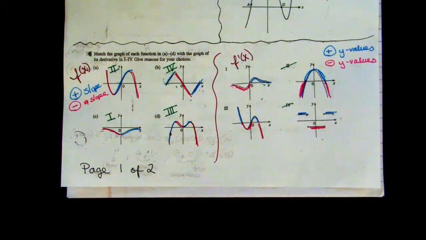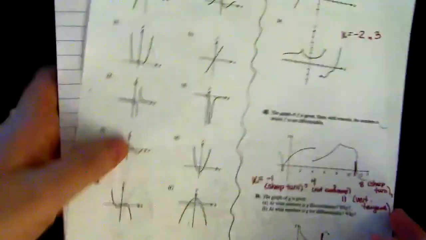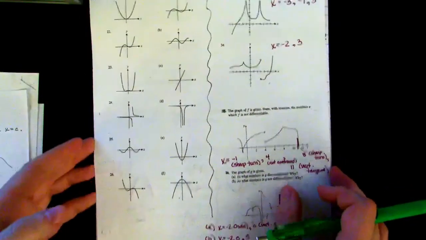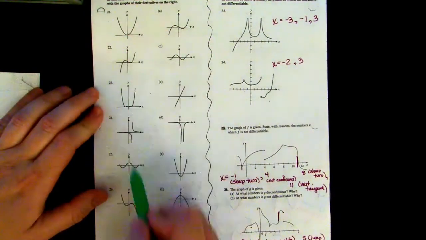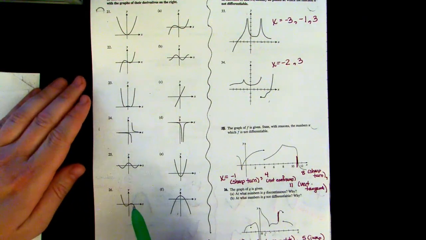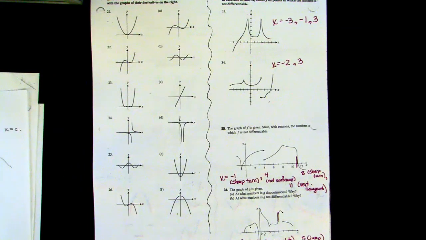I want you to try some of these on your own. On the back of the sheet, I'd like you to look at 21 through 26 on the side. These are the original functions. These are the derivatives. On the original function, you're going to trace out the slopes. On the derivatives, you're going to trace out the y values, and you're going to try to match them. Take a few moments, go do that, and then Edpuzzle's going to ask you for the answers to those 6 questions. See what you can do.